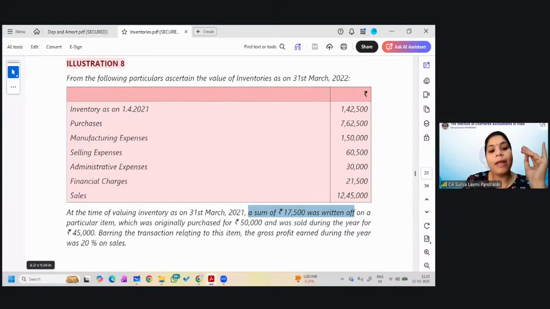Fine. Now, bearing this transaction relating to this item, the gross profit earned during the year was 20% on sales. What is the gross profit ratio, or the percentage? 20% on sales. This is also given to you. Sales is also given to you. So you have opening inventory, you have purchases, you have expenses, and you have your sales and gross profit. So what is the balancing figure? It is nothing but your closing stock. Agreed? Yes or no?